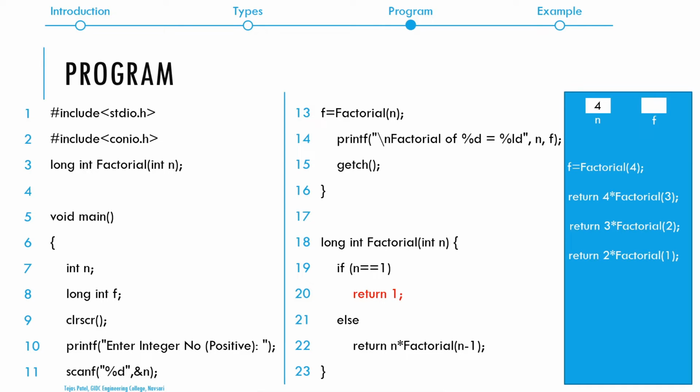Now, since we are returning value 1 to factorial 1 function, it will be replaced with 1. Since we have two integer values 2 and 1, we will return the value 2 into 1, that is 2, to factorial 2. Again we have two integer values 3 and 2, so we will return 3 into 2, that is 6, to factorial 3. Again two integer values 4 and 6, 4 into 6, 24. So finally we will return 24 to the main calling function factorial 4.